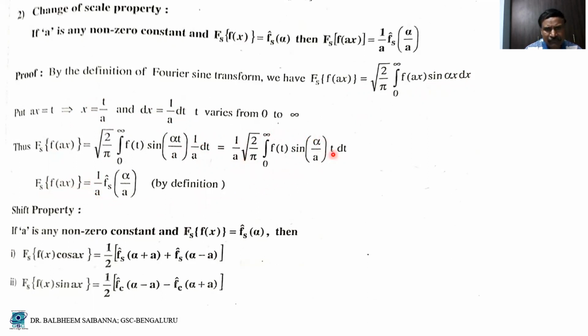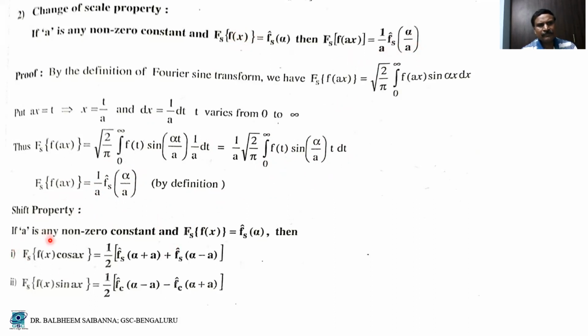Now see very carefully, except this 1 by a, by using the definition of the Fourier sine formula, in the general form f of x sin alpha x dx is there. In place, alpha by a is there. So Fs of f of ax is equal to 1 by a Fs cap alpha by a. By definition, it is nothing but the Fourier sine definition. Now this is the second property, the change of scale property. Here we are changing the scale. In terms of f of x we are getting the f cap of alpha.